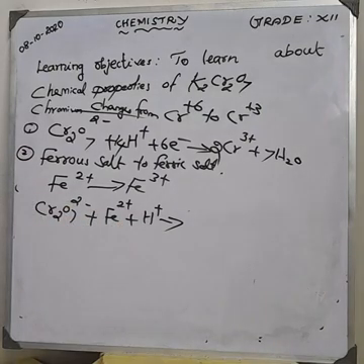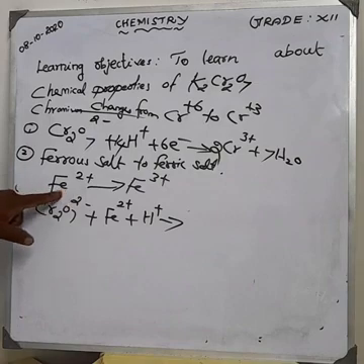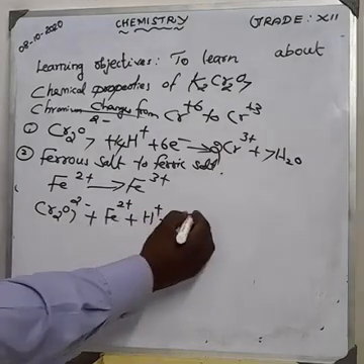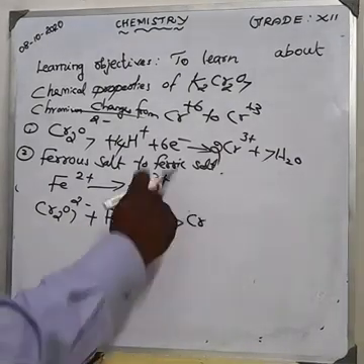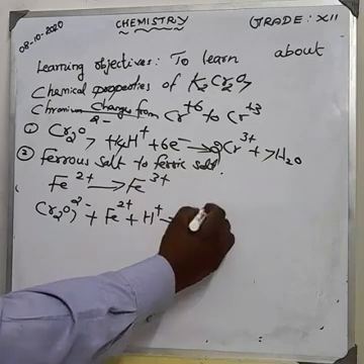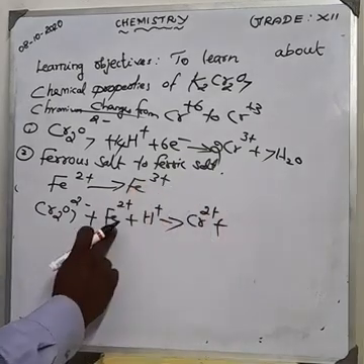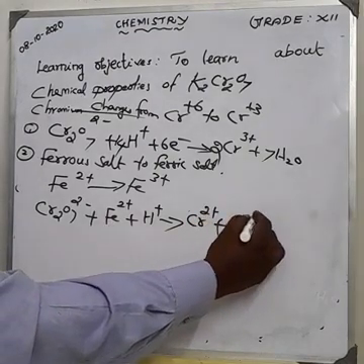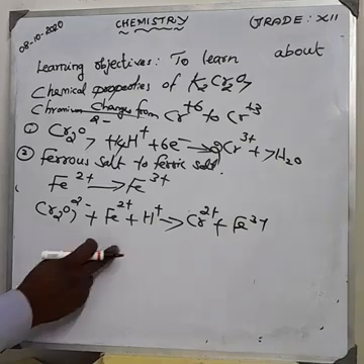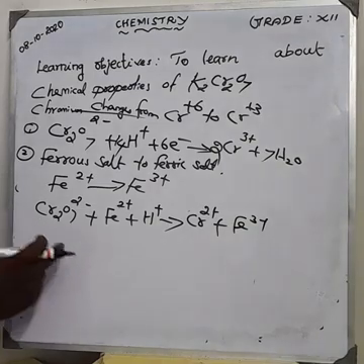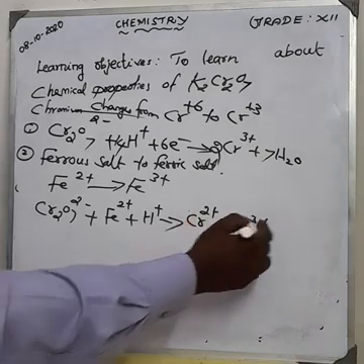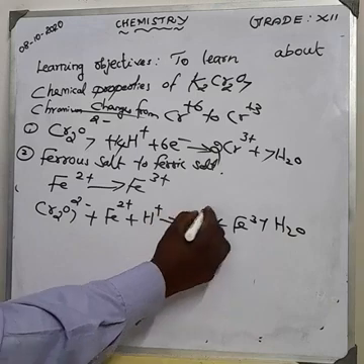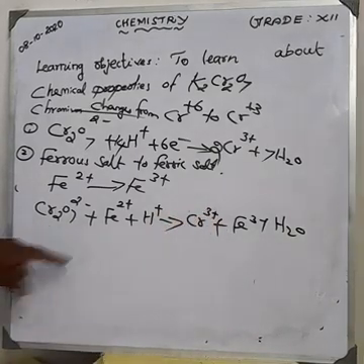Can you say what products are obtained? I already told you the question. Fe2 plus is converted into Fe3 plus. Am I right? So we get chromium, Cr3 plus, and also Fe is converted into Fe3 plus. And the hydrogen combines with oxygen to form water.